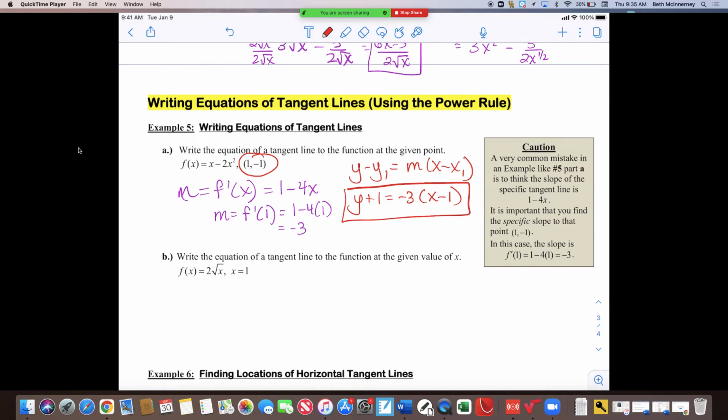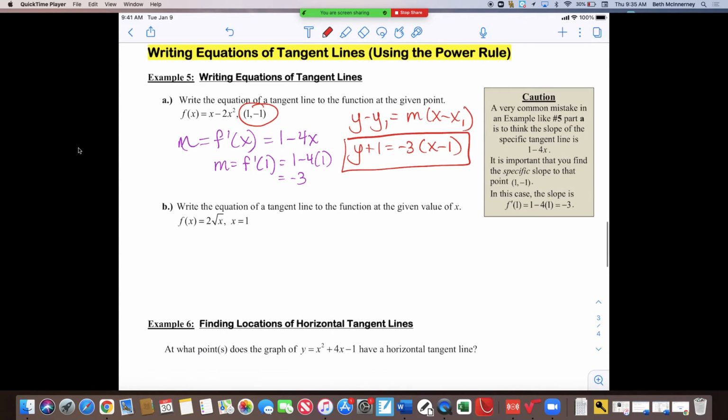So there's a caution here to the right. A very common mistake in an example like 5a is to think the slope of the specific tangent line is 1 minus 4x. It is important that you find the specific slope at that point, 1, negative 1. All right, I'm going to pause and I want you to try letter B. Write the equation of the tangent line to the function f of x equals 2 square root x at x equals 1.